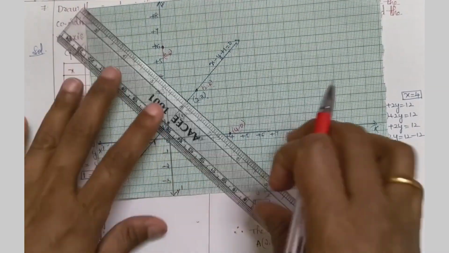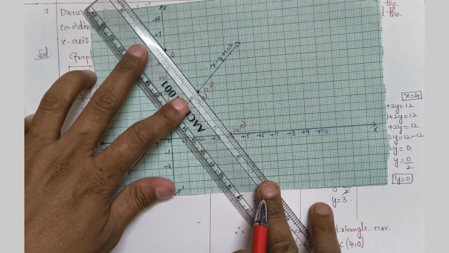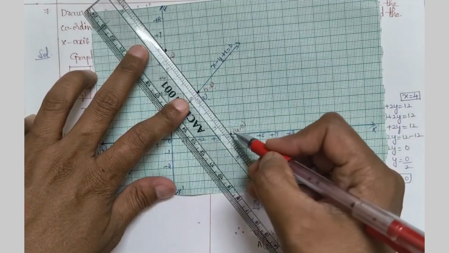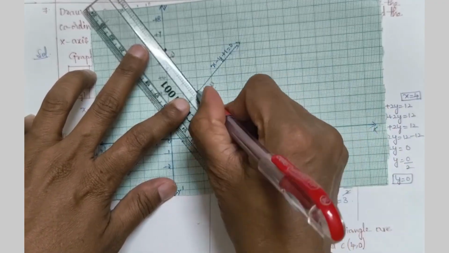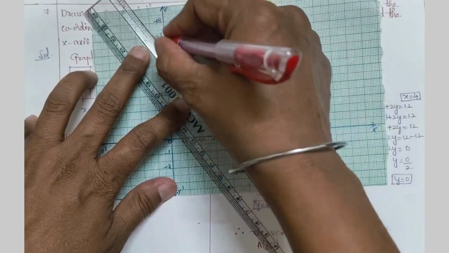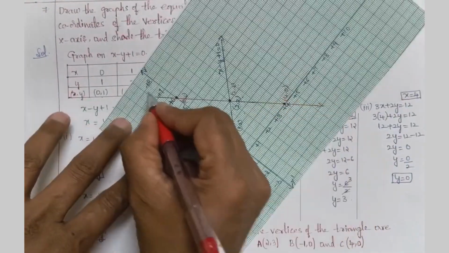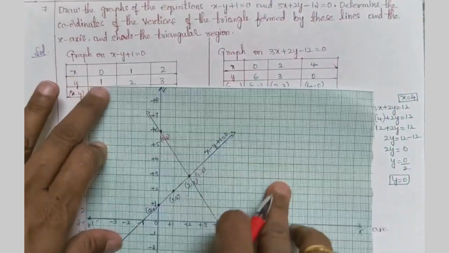Take a scale. See here, carefully join this one. This dot, this dot, this dot. Extend it a little bit and join it. Put arrow marks. Here one arrow mark, here one arrow mark.